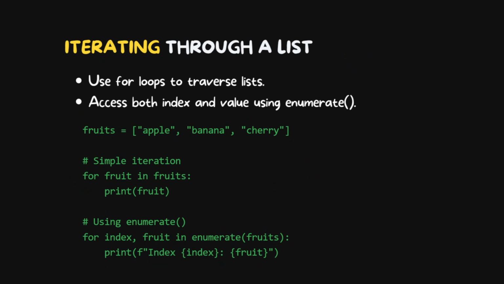Next is iterating through a list. To work with lists, you will often need to iterate through them. So here's an example of a simple iteration. The list is apple, banana and cherry. So for fruit in fruits, which means each element in this list will be printed. The output should be apple, banana and cherry. We can also use the enumerate keyword to get both the index and the value.